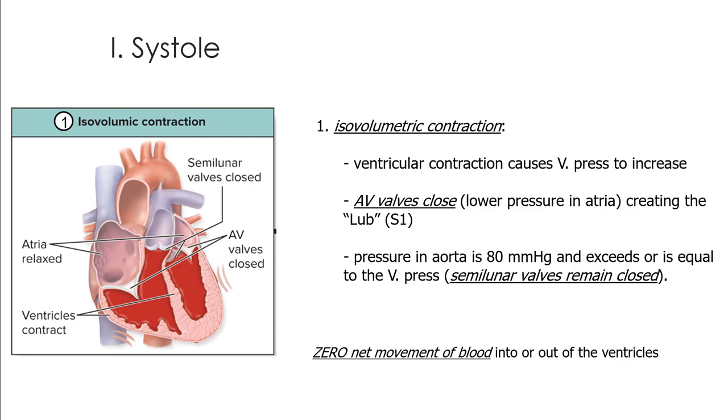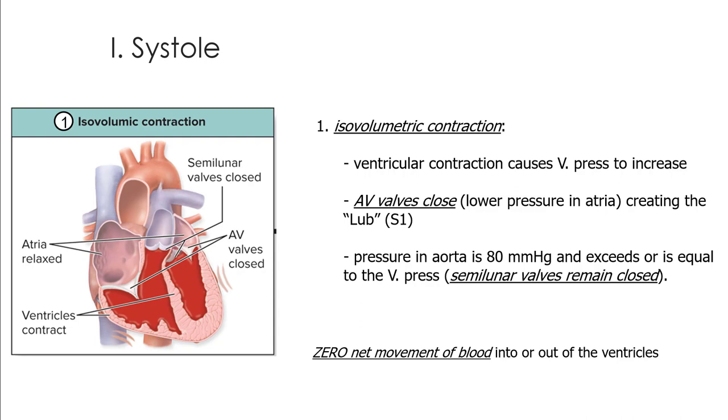The blood in the ventricles has to exceed that 80 millimeters of mercury before blood can move out of the ventricles into those great vessels and open the semilunar valves. So since we are not at 80, we're lower than 80, the valves remain closed. We've just closed the AV valves. There's nowhere for the blood to go yet. So the net movement of blood is zero. So that's isovolumetric. No blood has left yet. And that's the first stage of systole.